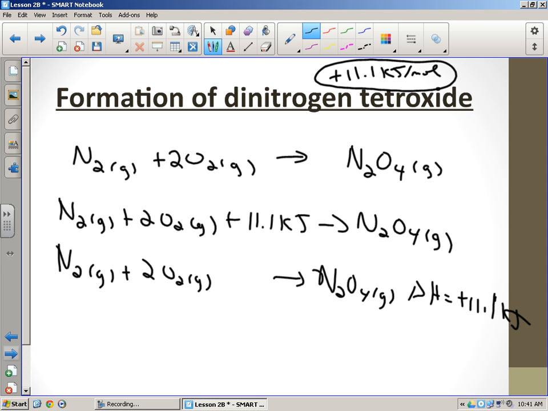Well, that's just a different way of writing it, right? So you have to know the 3 different ways: term within the equation, delta H notation, which is just a delta H after the equation, and then of course the potential energy diagram would be the other one. They're going to ask you on the diploma one of the 3 types, and they're going to be specific about which one they want. Okay? So that's formation of dinitrogen tetroxide. Good so far? Questions? Okay?